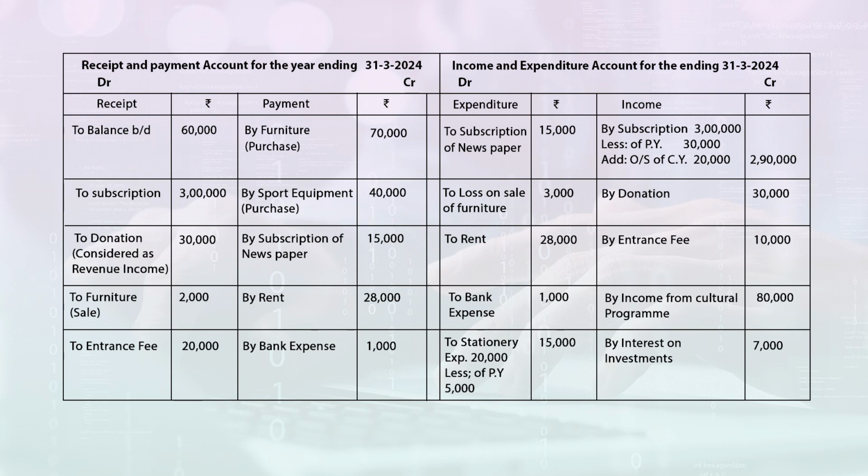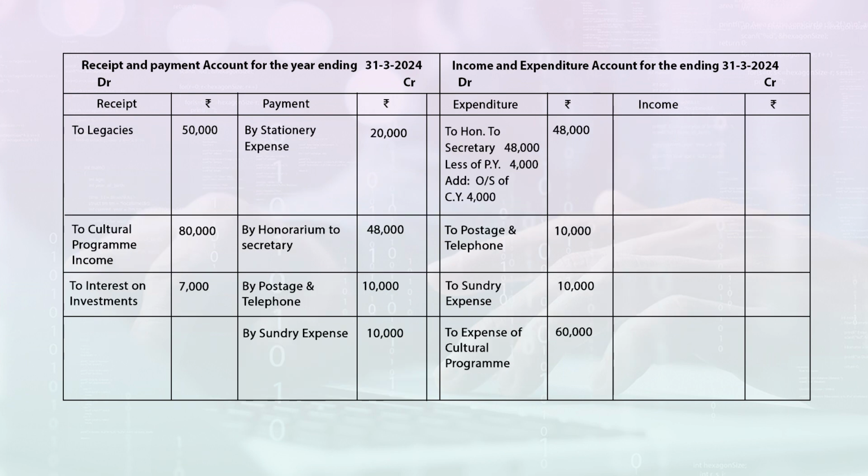The very first item is furniture purchased of rupees 70,000. Then there is a purchase of sports equipment of rupees 40,000. Then there is subscription of newspaper amounting to rupees 15,000. Then there is rent income of rupees 28,000. Then there is bank expense of rupees 1,000. Then there is a stationery expense of rupees 20,000.